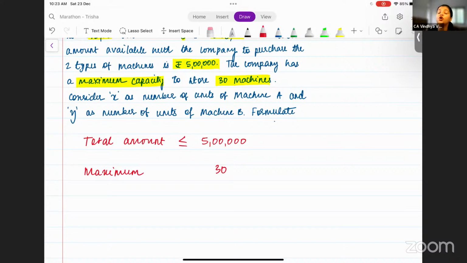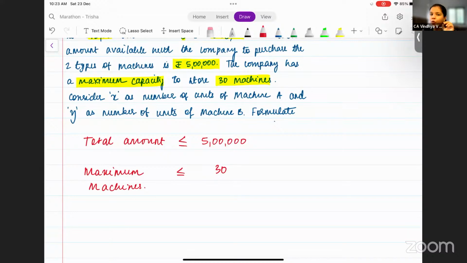Is it possible to store 30 machines? Yes. Is it possible to store less than 30? Of course, yes. So can I say the other constraint with respect to machines, that is the maximum machines, is less than or equal to 30? I hope this is clear.